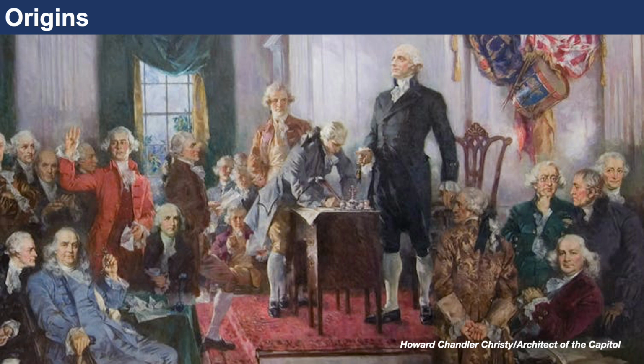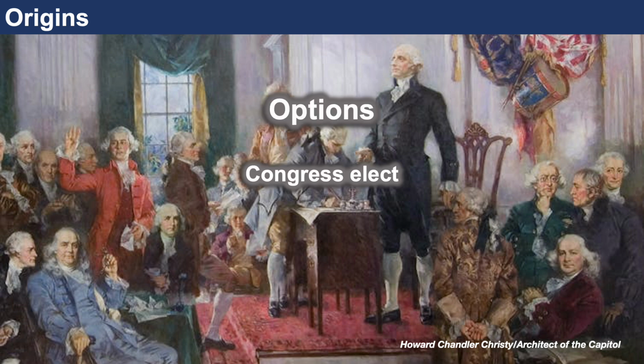The constitutional delegates considered three options. One was having Congress elect the president. But that didn't succeed because of a conflict of interest between Congress and the president. You see, Congress makes the laws. The president's administration implements the laws. And some delegates thought that this would contravene the principle of the separation of powers.